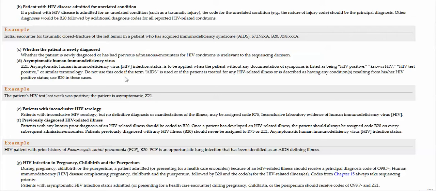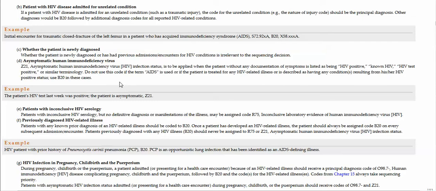Maybe they were a pregnant woman and they were getting their first round of prenatal blood drawn, and incidentally they always do an HIV test on everybody, and oh, look at that, you have HIV. No symptoms, no issues, no nothing, never knew, but they have an HIV positive test. In that instance, you're going to use Z21 as the code to let everybody know that they are in HIV infection status.